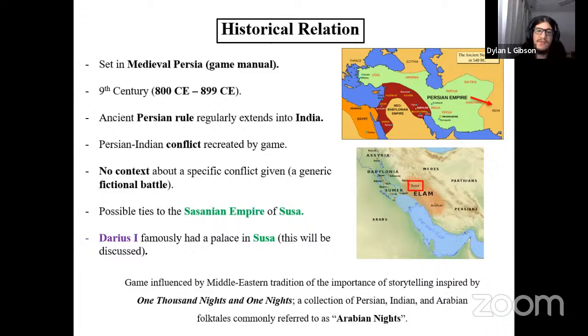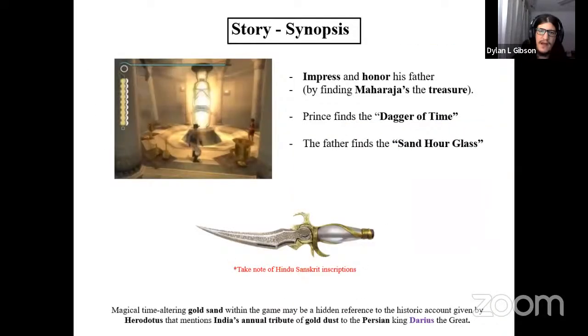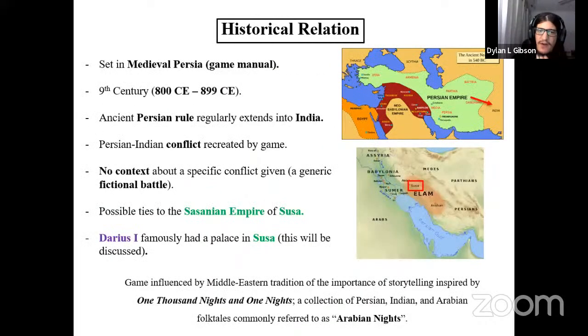So there are some possible ties to the Sasanian Empire of Susa. So you'll see earlier I did talk about Darius when we looked at the bottom here with the magical time altering sand that was given to Persian kings. Well, not the magical time altering sand, but the gold dust that was paid to them as tribute to Darius the Great. So here we can maybe draw a link to Darius because he also had a palace in Susa. So we can start formulating a little bit of a history over here just to inform our analysis just now, so we're not going in blind.